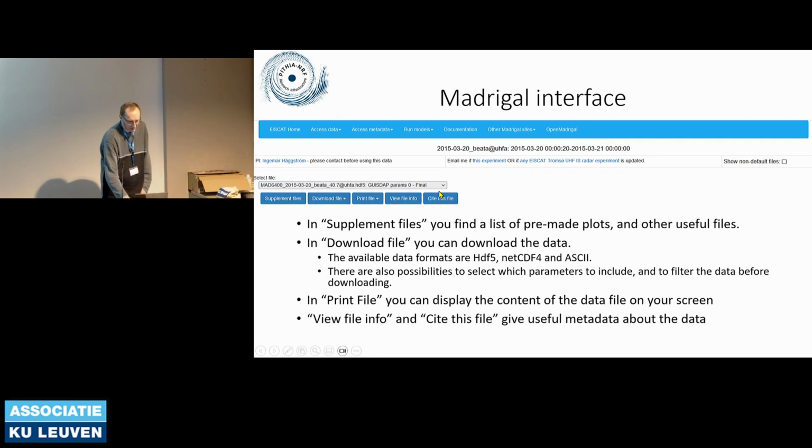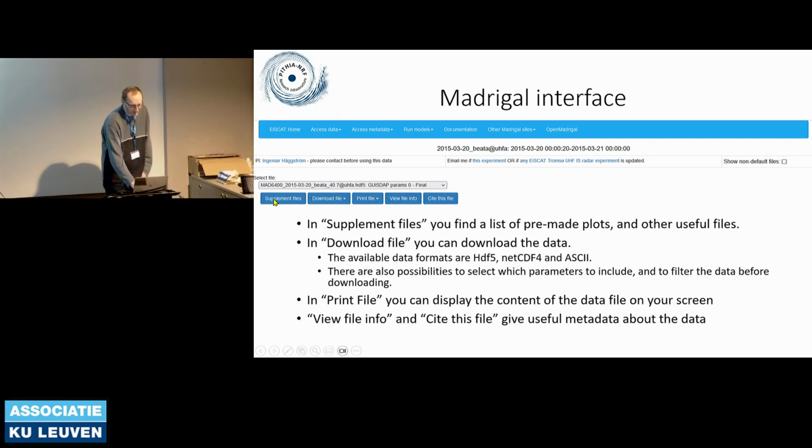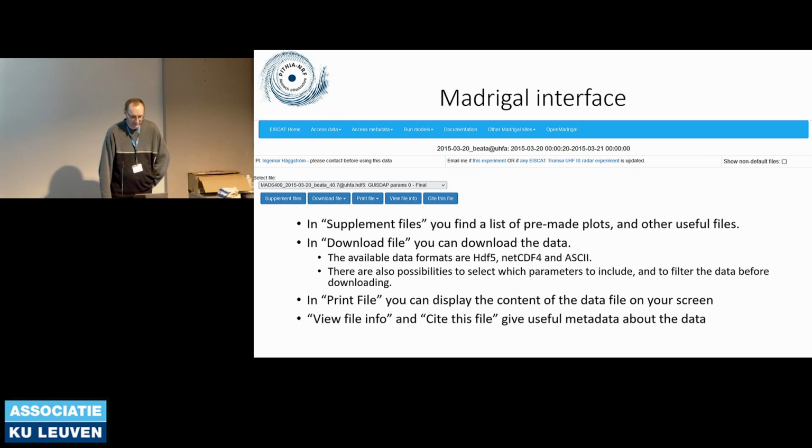So if we choose that one here, you see that we have a couple of buttons: supplement files, download file, print file, view file info, cite this file. So in supplement files, there's a list of pre-made plots and other useful files describing the data. In download, you download the data, and in formats like HDF5, you can choose between HDF5, NetCDF4, and ASCII. It's also possible to select which parameters to include and to filter the data before you download your data. Print file, you can display the contents, and view file info and cite this file, metadata about the data.